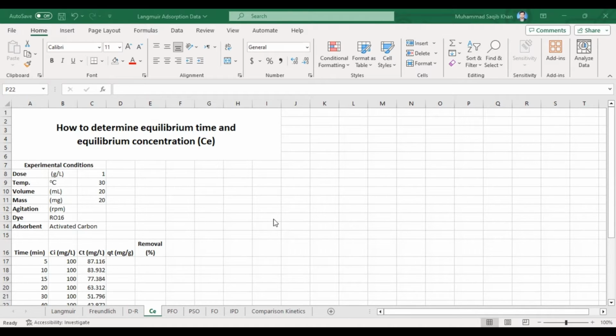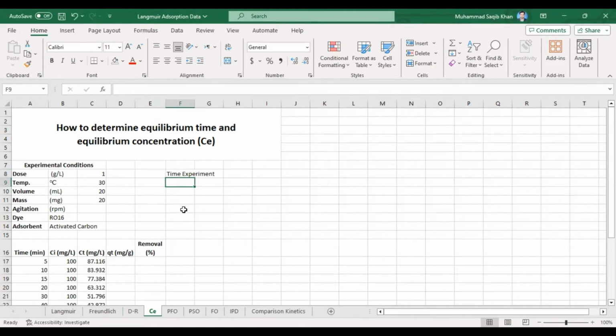For equilibrium concentration, you should know that you have to determine the equilibrium time. Equilibrium time is basically the time at which the adsorption and desorption become equal. That is your equilibrium time, and the concentration at that time will be the equilibrium concentration. So to measure the equilibrium concentration, you have to run a time experiment.